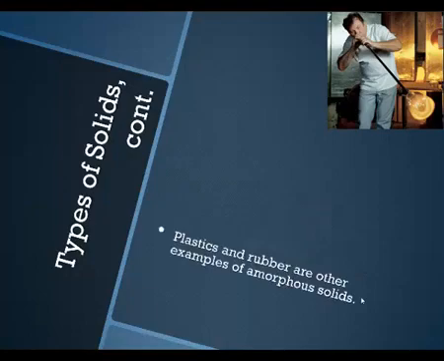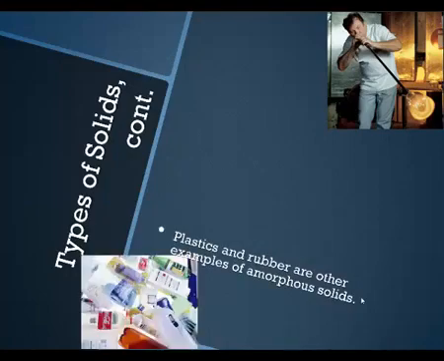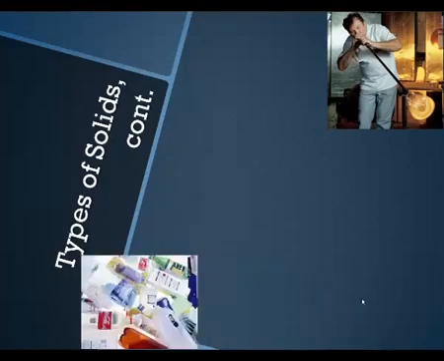Plastics and rubber are other examples of amorphous solids. Plastic is one thing that we produce a lot of, and if it would melt, then we would not be able to create the different shapes that we create with plastics.